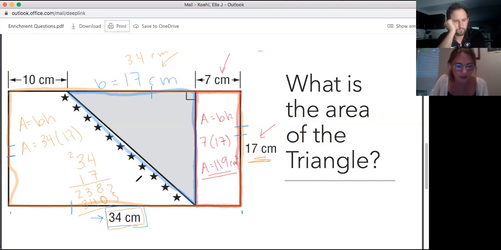8 plus 0 is 8. 3 plus 4 is 7. And 2 plus 3 is 5. Which gives us a total of 578 centimeters squared. Awesome job. And that is the area of the rectangle.